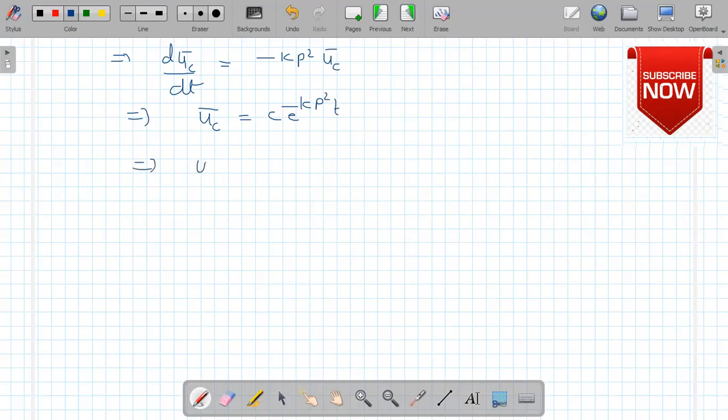Putting t equal to 0, we have u_c(p, 0) is equal to c. So we need this value. We write this in the usual form, which is integral 0 to pi u(x, 0) cos px dx.